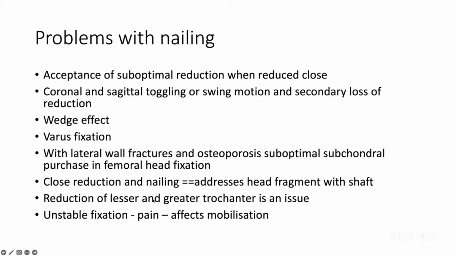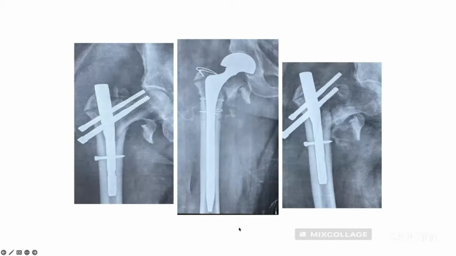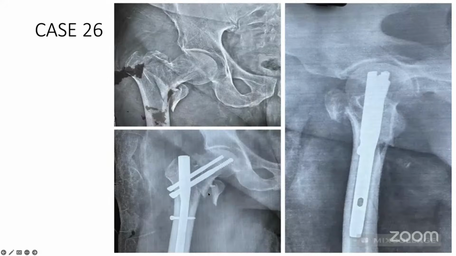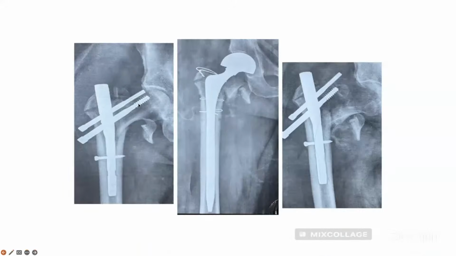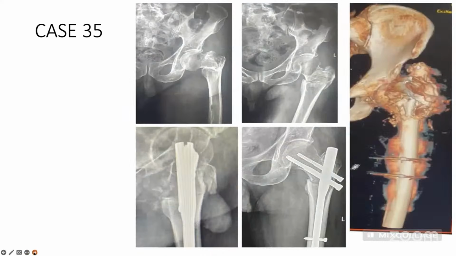The reduction of the lesser trochanter and greater trochanter is always neglected and is an issue. Whenever we get an unstable fixation, pain affects mobilization. This is one patient with an IT femur fracture who was fixed with a PFN implant. This screw was very well subchondrally fixed. It was a positive reduction, and still it failed from the posterior aspect and was promptly converted into a bipolar fixation. So this is the usual story, but we don't get proper follow-up of our patients, and we are just missing them.